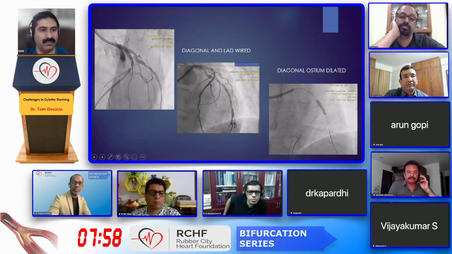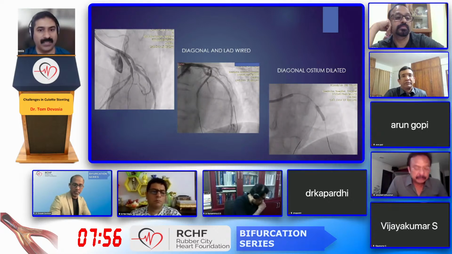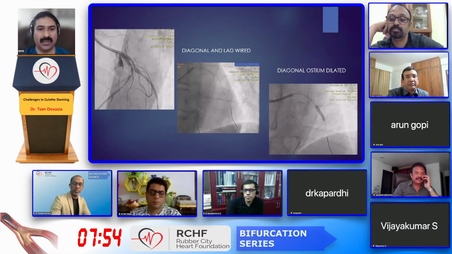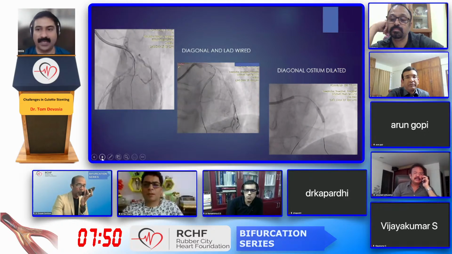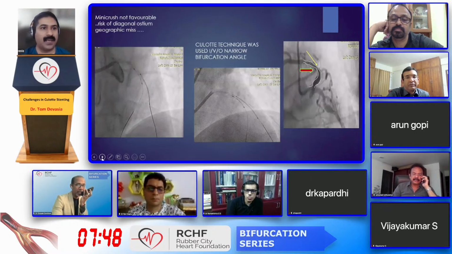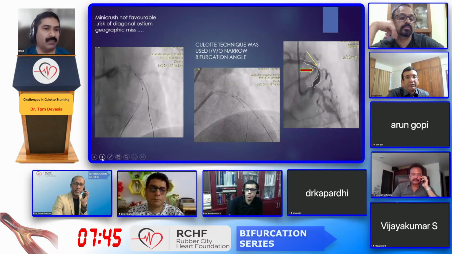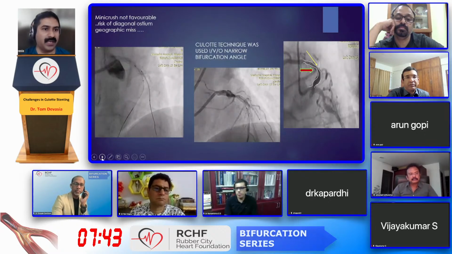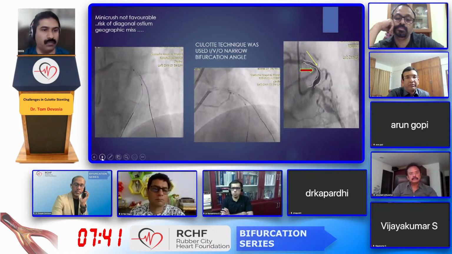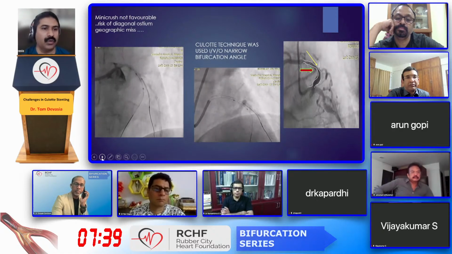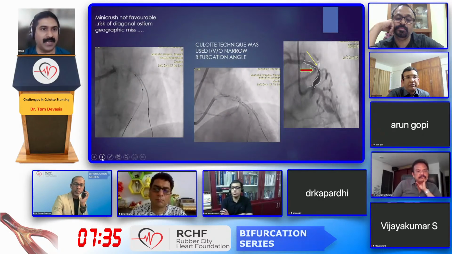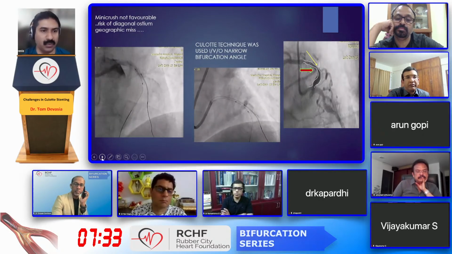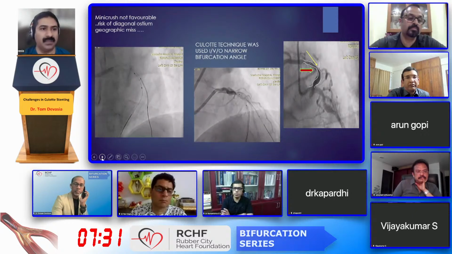We had to wire with a Fielder, with a microcatheter, and then exchange it with a Sion and then balloon dilate so as to establish antegrade flow in the diagonal. And then we could not see the distal diagonal because of slow flow in the diagonal. So we medicated, and the patient started to become restless and have some angina. We thought the LAD also was becoming a little bit tricky.